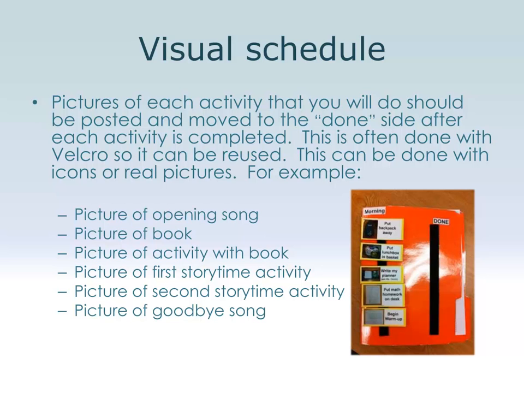So you want to just have some icons, and you can use real pictures or you can use Board Maker icons, which we'll talk about next, and put them in a row. A lot of times they're done on Velcro so that they can be easily used again. You can just tape them in the row, and then you want to take the activity off once it's done and move it over into the done column so that they understand where they're at in the sequence of events, when things are going to end, when things are going to happen, and you get that security level.